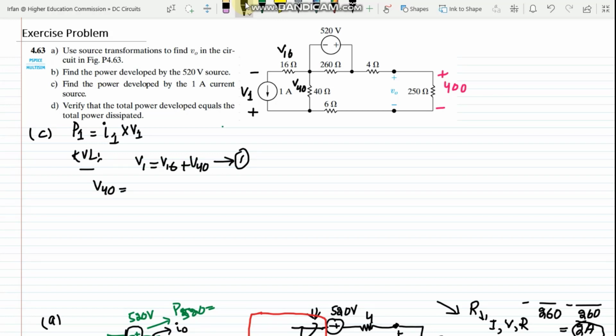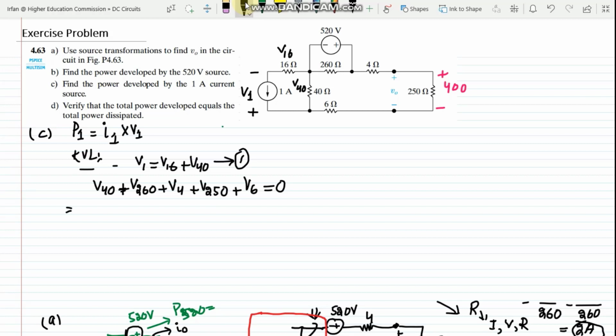So in order to find the value of V40, what should I have? I should have the values of the voltage which has been developed across the 260 ohm resistor, the 4 ohm resistor, the 250 ohm resistor, and similarly the 6 ohm resistor, V6. This will be the value which will be equal to this V40, and as the summation of it will be equal to 0. Sorry, I have just written it equal, but it is not equal to this one, because all of these are basically resistors, so therefore it will be equal to 0.